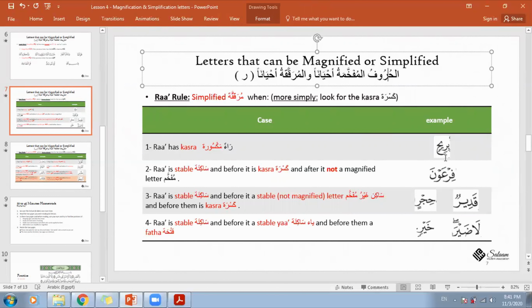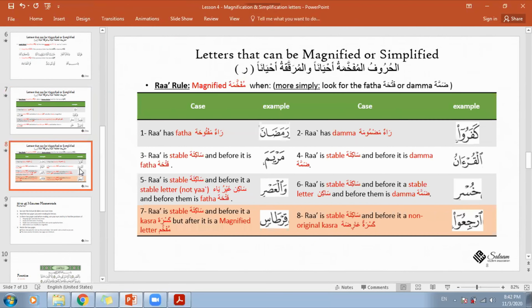You can say ra very simple, and you can say ra very magnified. So the difference between ra and ra. I hope you can hear the difference using the microphone. Two different kinds of ra, right? Same thing. Fir'aun, fir. Ra is very simple here. But here, like al-huru, ra is magnified. Ru. Yeah, I hope you can hear it.